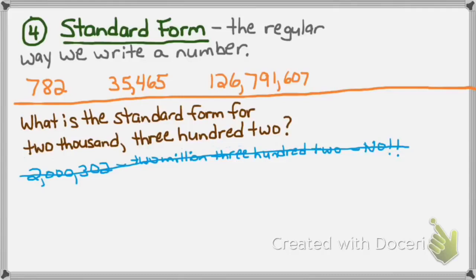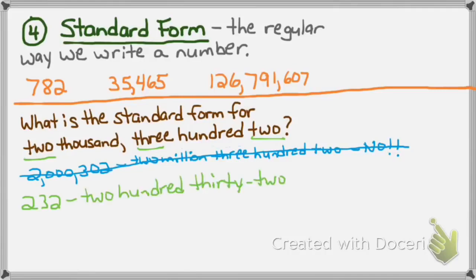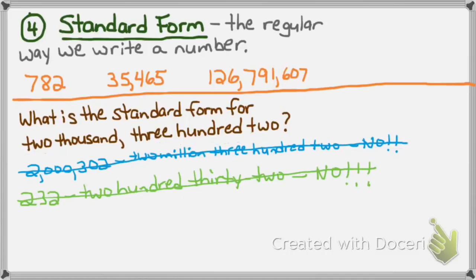Let's underline just simply the digits. 2 is written like this. 3, 2 is written like this. Is that the correct standard form? Well, let's read the number. 232 is 232. Is that what they asked me to write? They asked me to write 2,302. So no, that's not what they asked me to write. This is not the correct answer either. Let's move on and let's look at the correct way to write the standard form for this number.